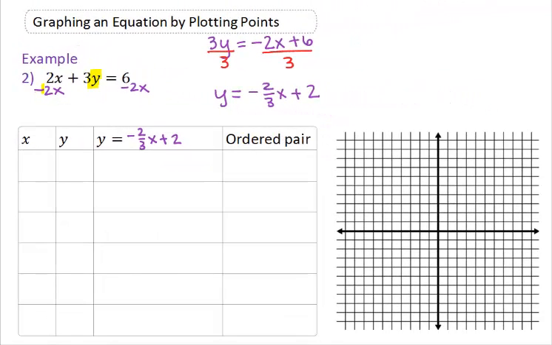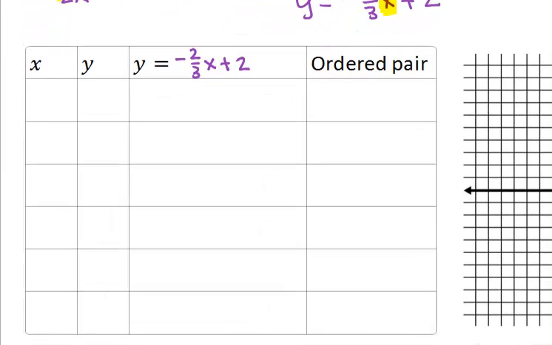Now my hint for selecting x values here. I know that I need to take this x value times my fraction of negative 2/3. Well, if you do not want to have to plot fractions or simplify with fractions, I would suggest to select x values that are going to cancel out that fraction. That means I'm going to select x values as a multiple of 3 to get rid of the 3 in the denominator. So let's just start with that method.